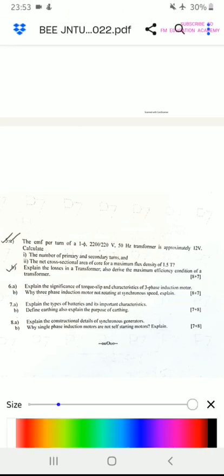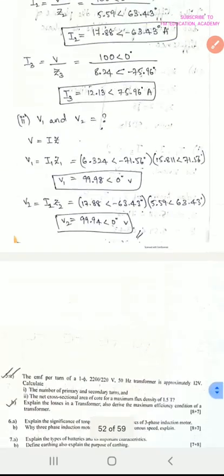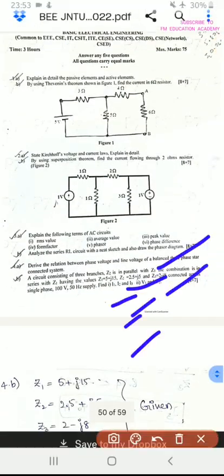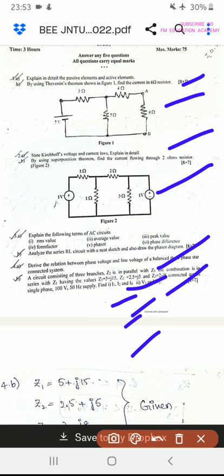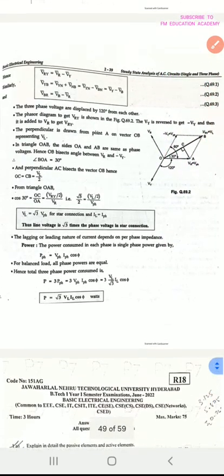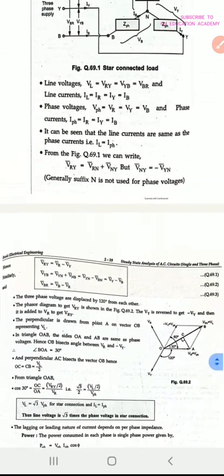We have done 5A, 5B, 6A, 6B, 7A, 7B, 8A, 8B. Questions we had discussed, and also we had discussed first, second, third, fourth. So we have discussed all the questions. This was your answer key. I have gathered all of them together in a PDF for you all.